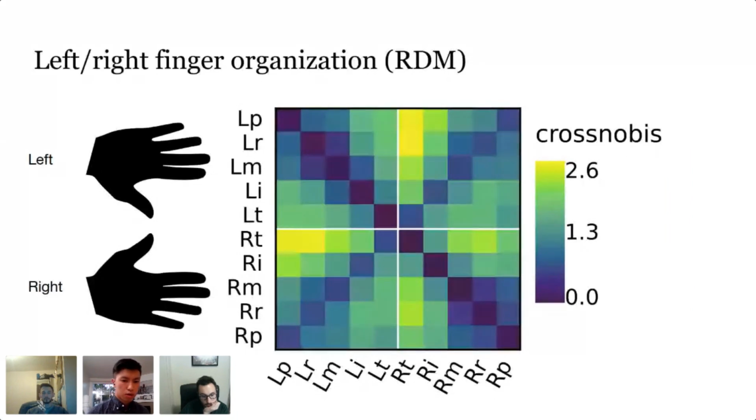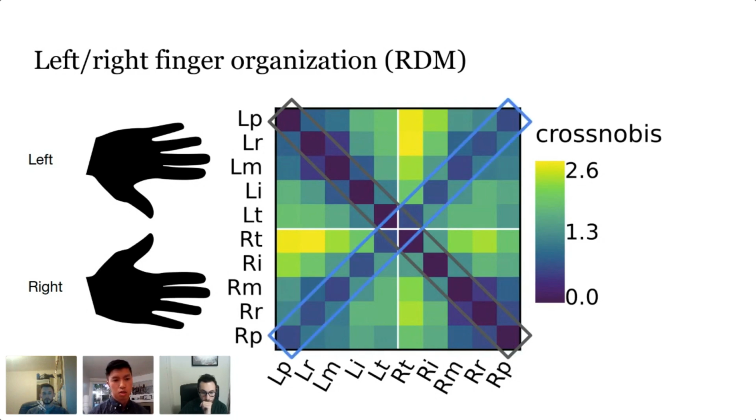So the top rows are left hand and the bottom rows are right hand. And each row now corresponds to a finger of each hand. And as with all RDMs, we see that there are 0 values on the diagonal because each thing has 0 distance to itself. However, it's also pretty clear that the distances are small on the anti-diagonal.